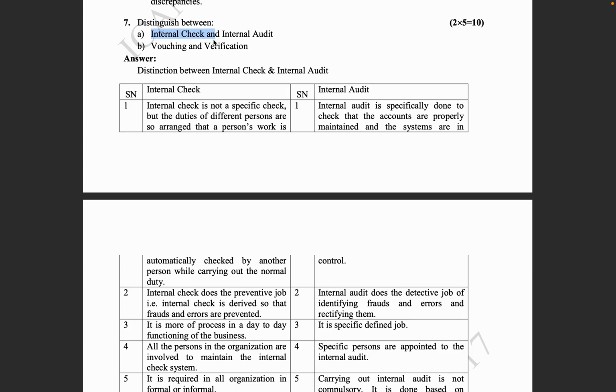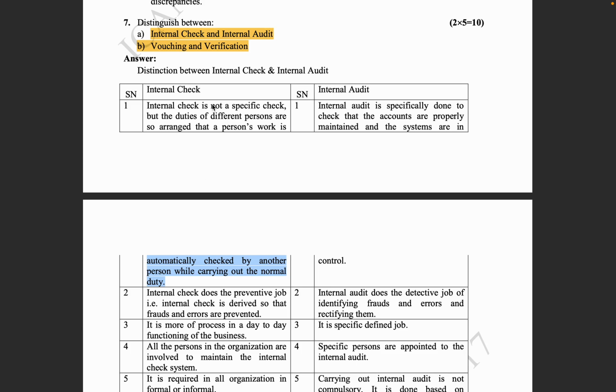Differences between internal check and internal audit, and vouching and verification. We're going to discuss these two differences. First, internal check and internal audit. Internal check is not a specific check, but the duties of different persons are so arranged that a person's work is automatically checked by another person while carrying out the normal course of duty.